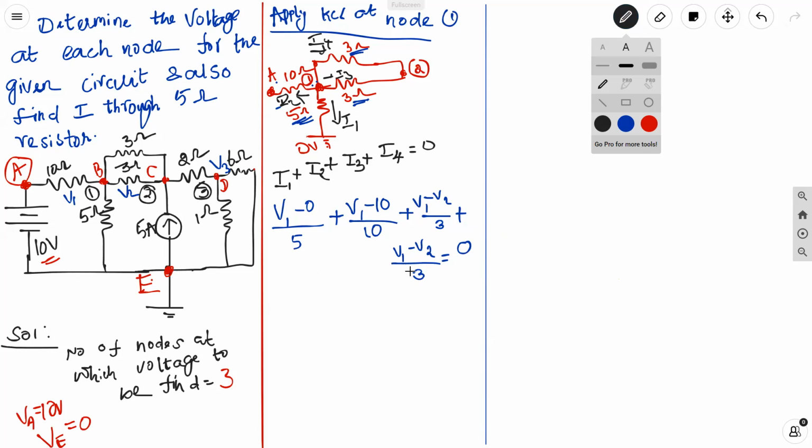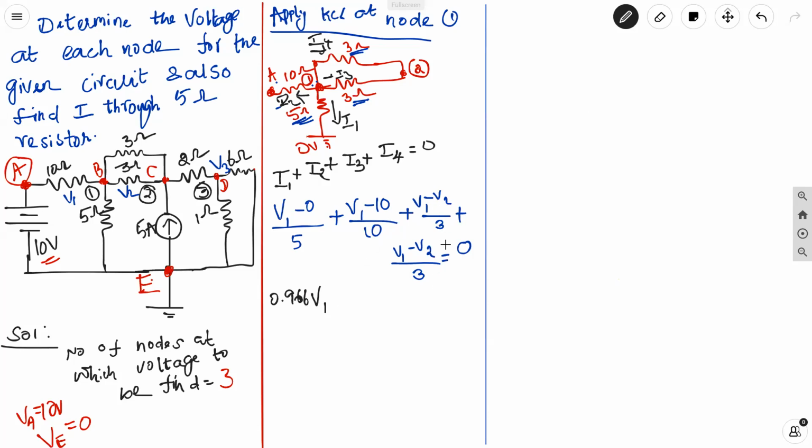You add everything. 1 by 5 plus 1 by 10 plus 1 by 3 plus 1 by 3. So I think we will get 0.966. I'm writing it in a single step; if you are getting confused, simplify one by one and write it. So 0.966 V1. Then I'll try to get the V2 term.